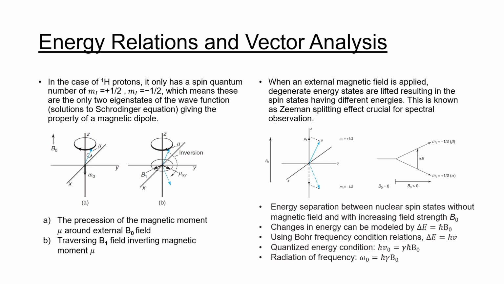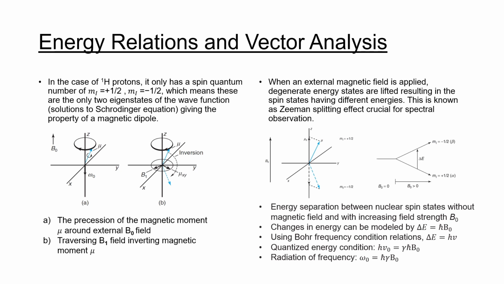If we look at the actual vectors, where we see the magnetic moment precessing around the z-axis, this is for the negative 1/2 spin state. But we can also see there's an inversion, with this Larmor precession, which is just the spin around the external magnetic field. We can see an inversion, a spin flip.